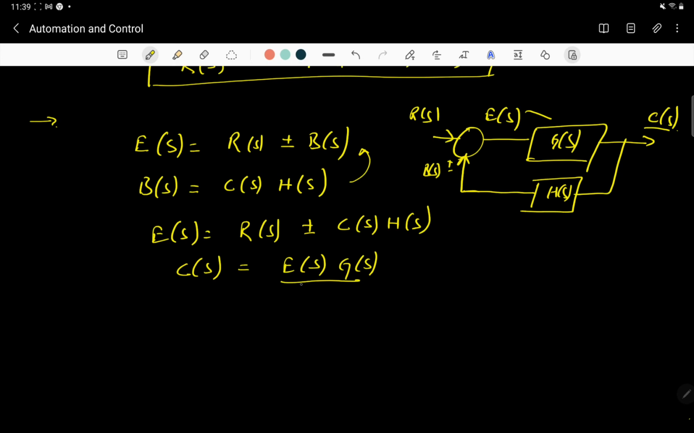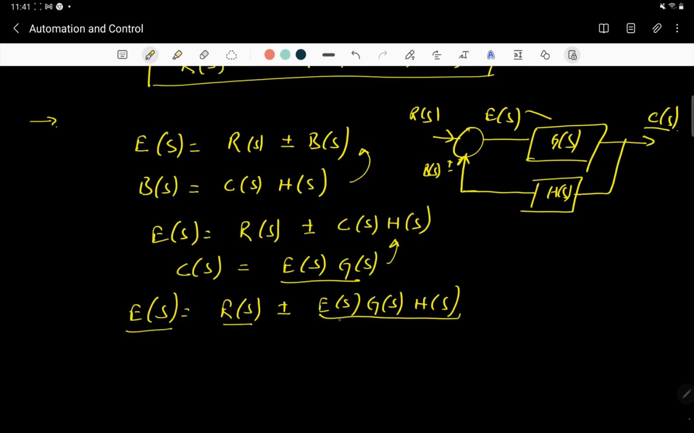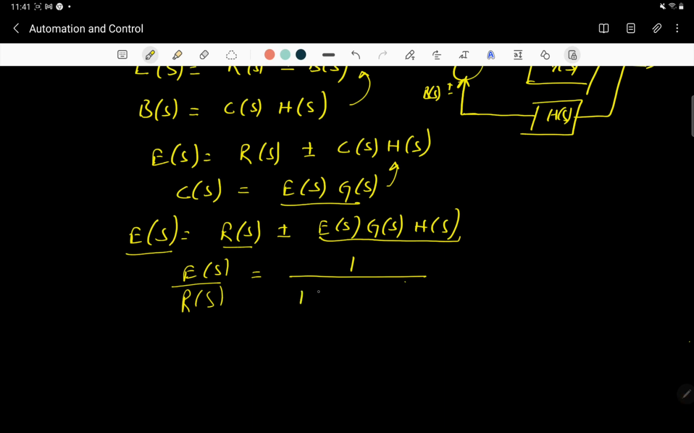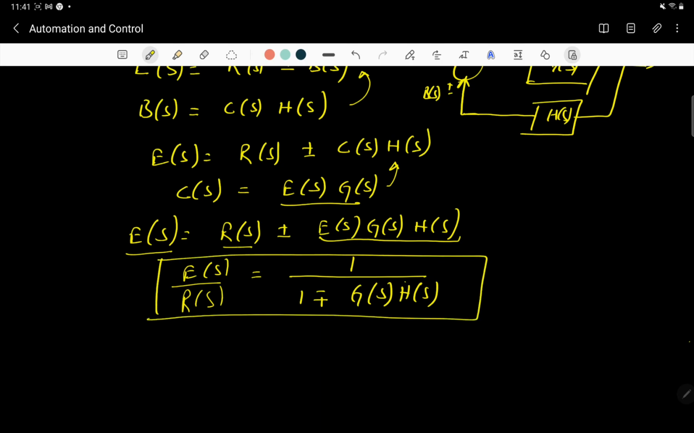Now substituting the value of C(s) in the above equation, what will we get? E(s) equals R(s) plus or minus E(s) G(s) H(s). After simplifying this equation, E(s) is on both sides, so let's take it common. Then E(s) upon R(s) very easily comes out to be 1 divided by 1 plus or minus G(s) into H(s). This simply represents the transfer function using E(s) and R(s).